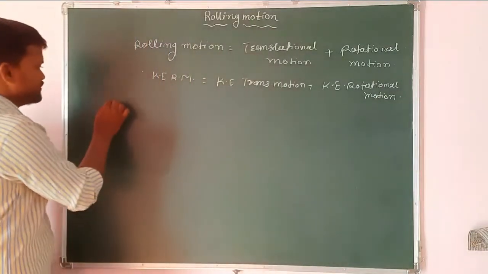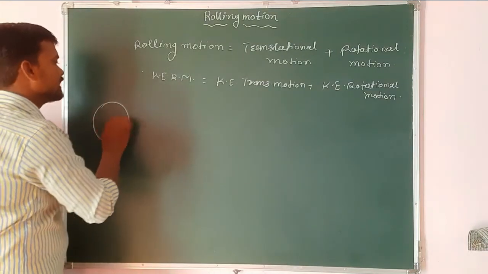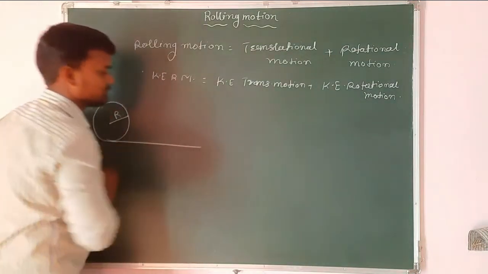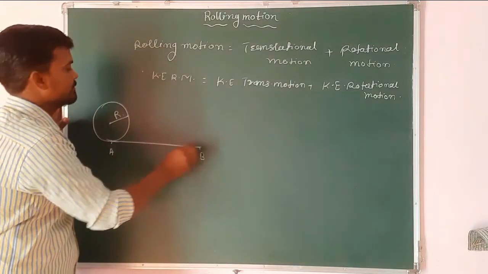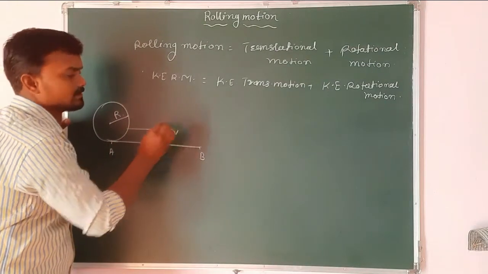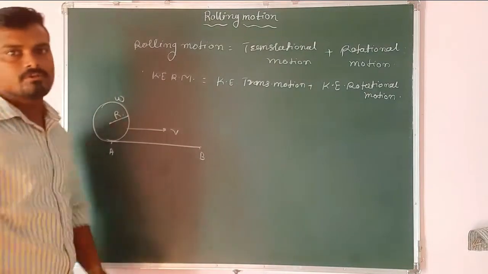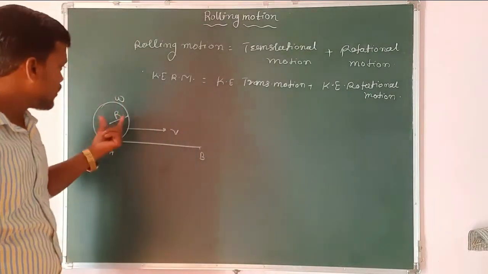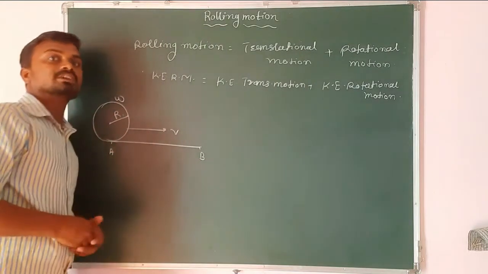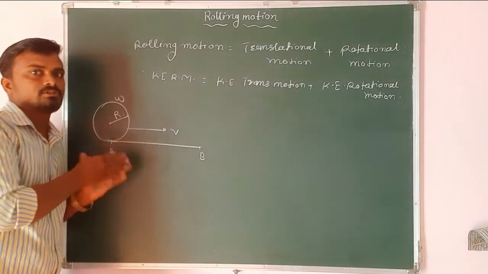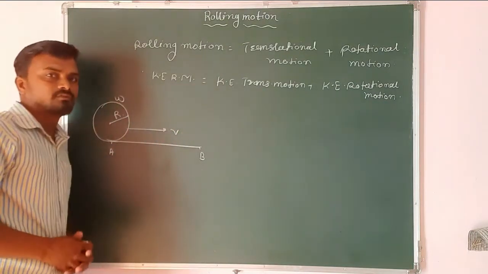Suppose we consider an object. This is the object having radius R, displaced from point A to point B linearly with velocity v while performing rotations with angular velocity omega. Then that object has translational kinetic energy as well as rotational kinetic energy, and the combination of both energies is nothing but kinetic energy of rolling motion.